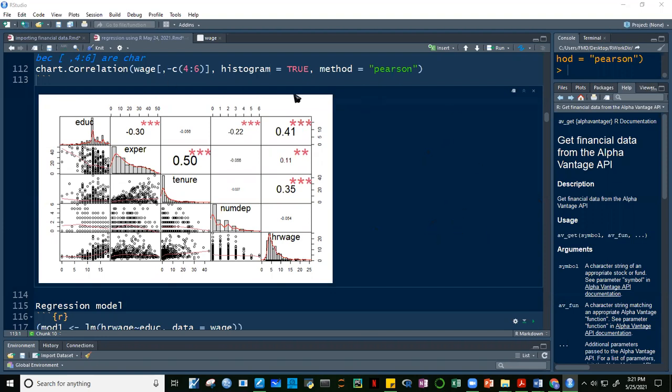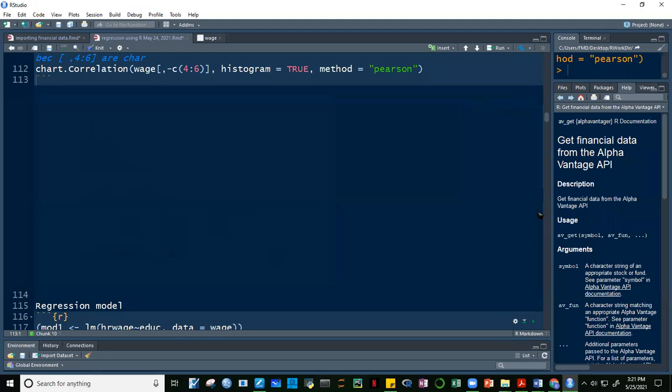All right, so let's go back to our model. Ito din, guys, you can use the correlation plot to describe kung ano yung mga variables na mataas yung correlation with your dependent variable hourly wage. Okay.